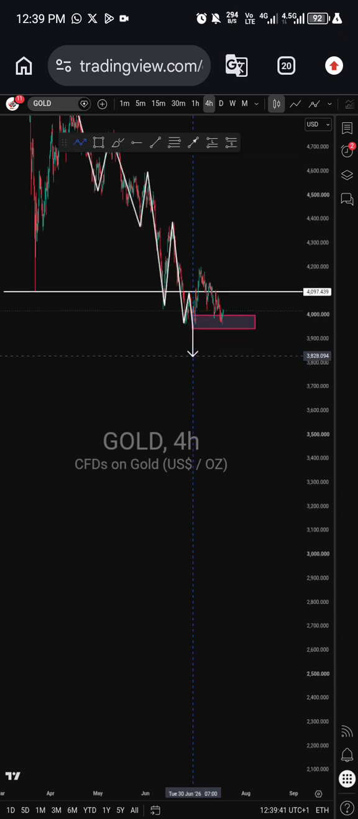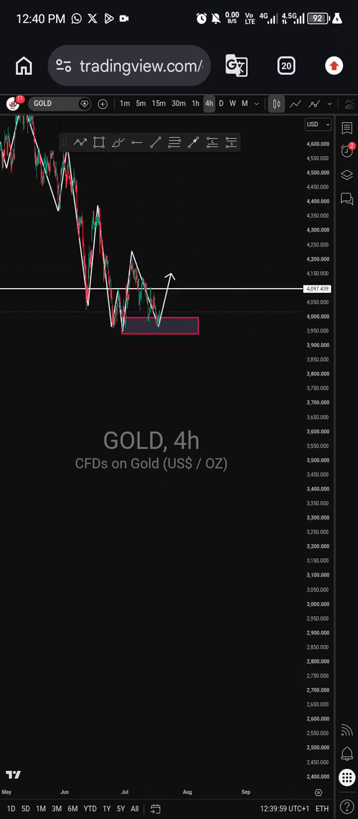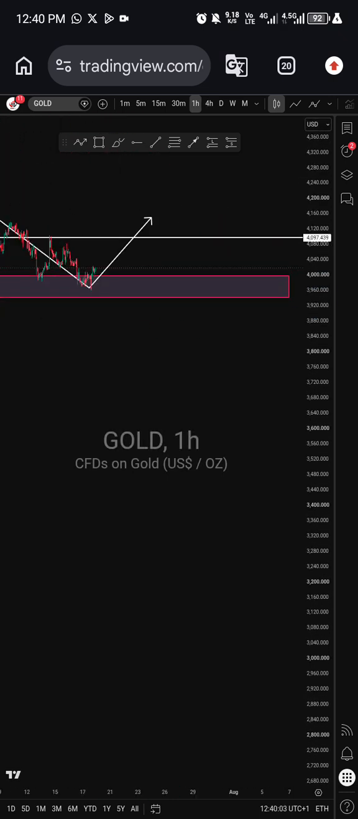What happened? Chance for correction. Then continuation after correction, continuation. And guess what? It couldn't break this. It couldn't cause an indication. So let's go into the 1 hour for more view.